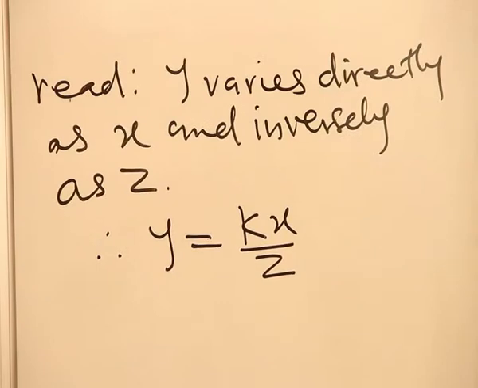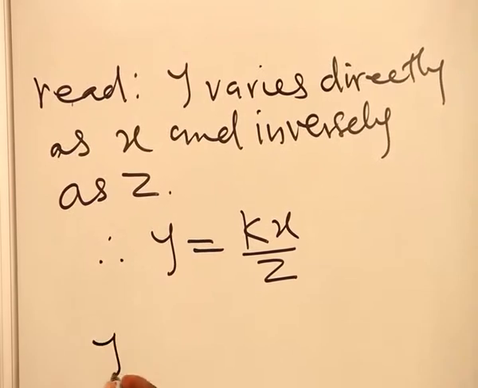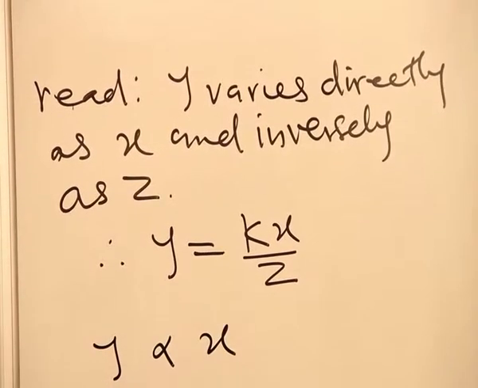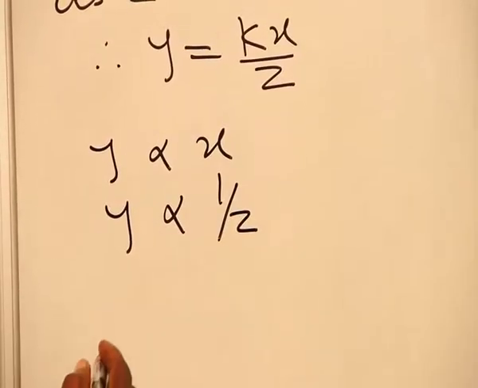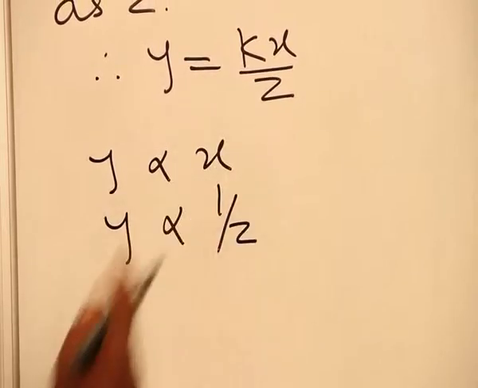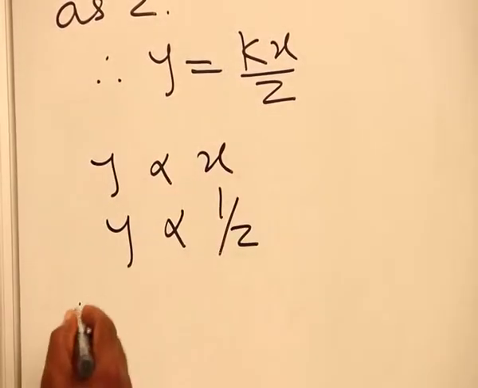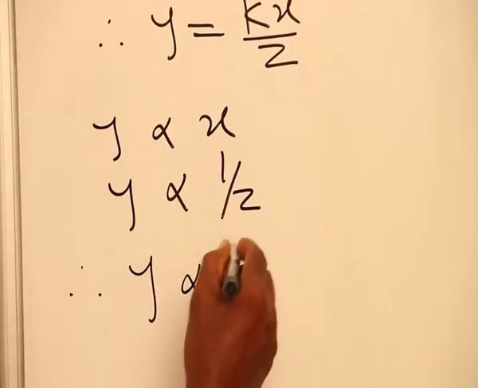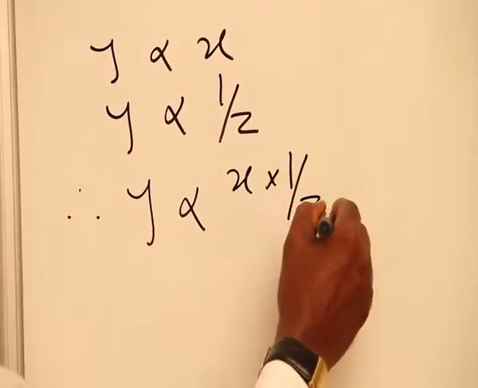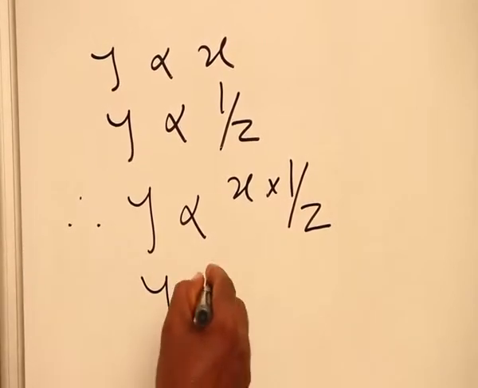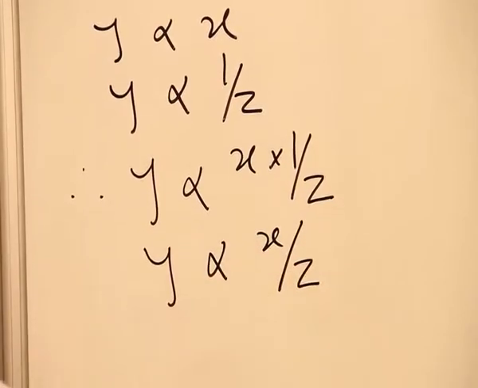Many a times students tend to write them differently. Like, why is there directly as S and why is there inversely as Z? And then they find it difficult to combine them. Even if you decide to write them in this form, it therefore means that Y varies directly as S and also directly as one over Z, which eventually becomes Y varies directly as S and inversely as Z.